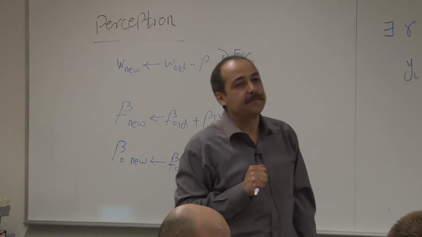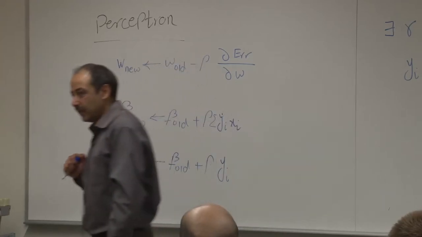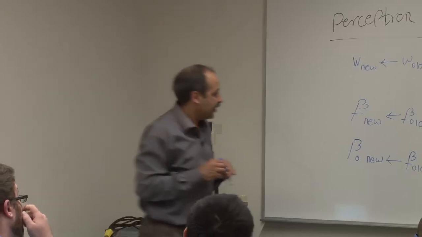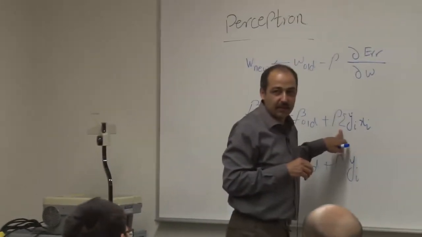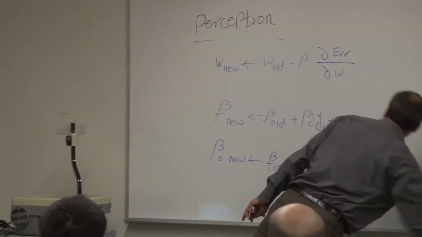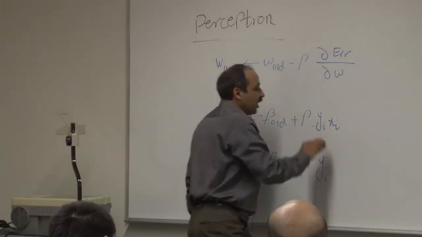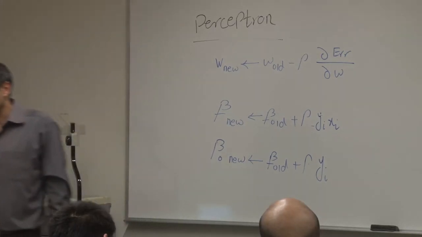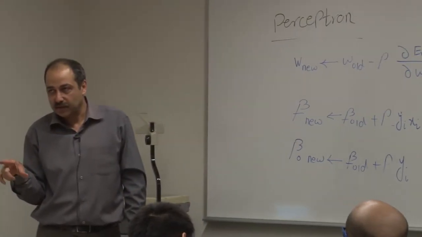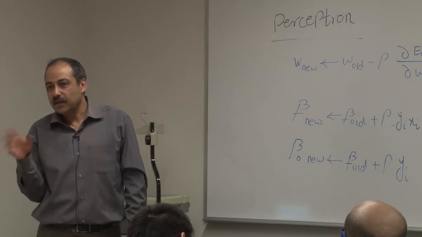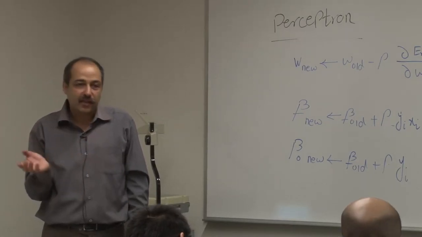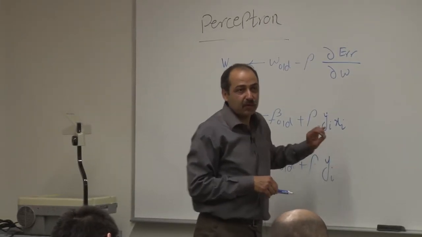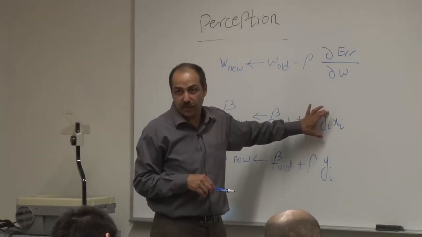Mm-hmm, exactly. So instead of gradient descent, you can use stochastic gradient descent. If you use the sigma here, that would be gradient descent. If you don't use the sigma here, that's going to be stochastic gradient descent. We're going to see the details of stochastic gradient descent and gradient descent later on in this course. And there are also other variations like mini-batch gradient descent. It's faster. It's an approximation. If you want to be completely correct, you have to put the sigma here.